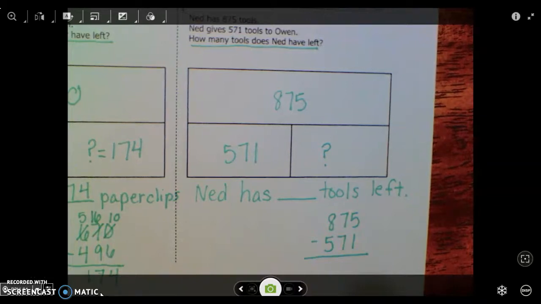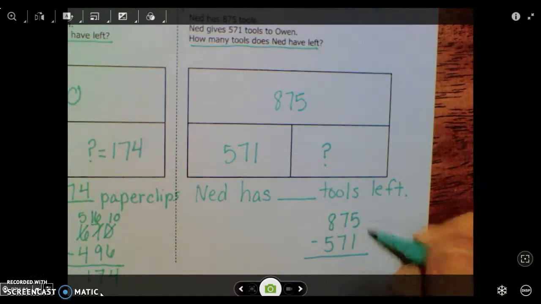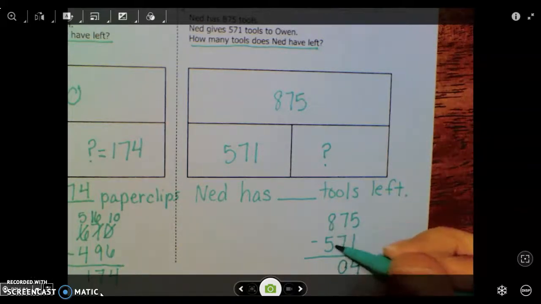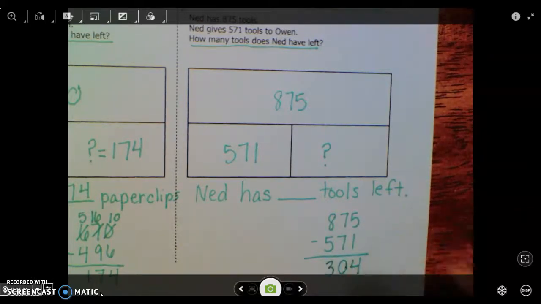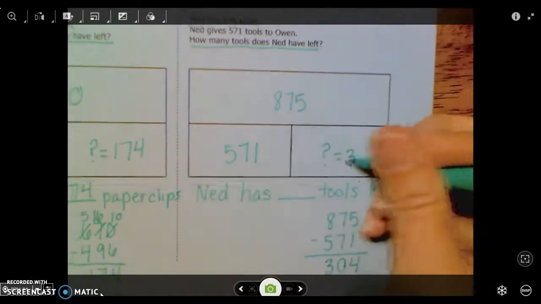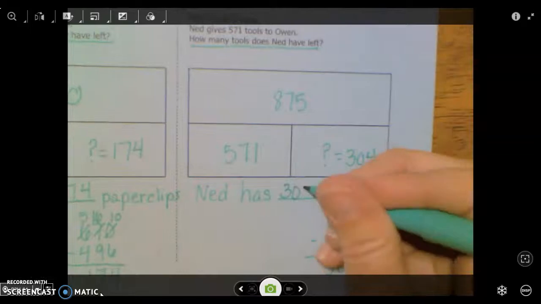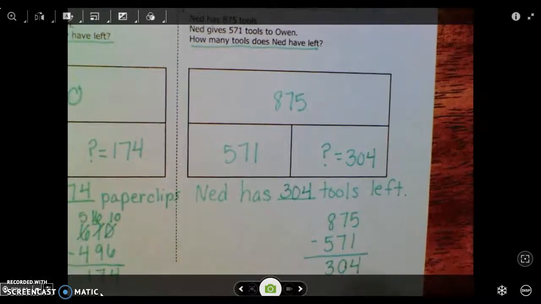Okay, let's solve this together. I want you to write along with me. So I'm going to do 5 minus 1 is 4, 7 minus 7 is 0, and 8 minus 5 is 3. So my unknown part is 304. I'm going to fill that into my statement. So Ned has 304 tools left.